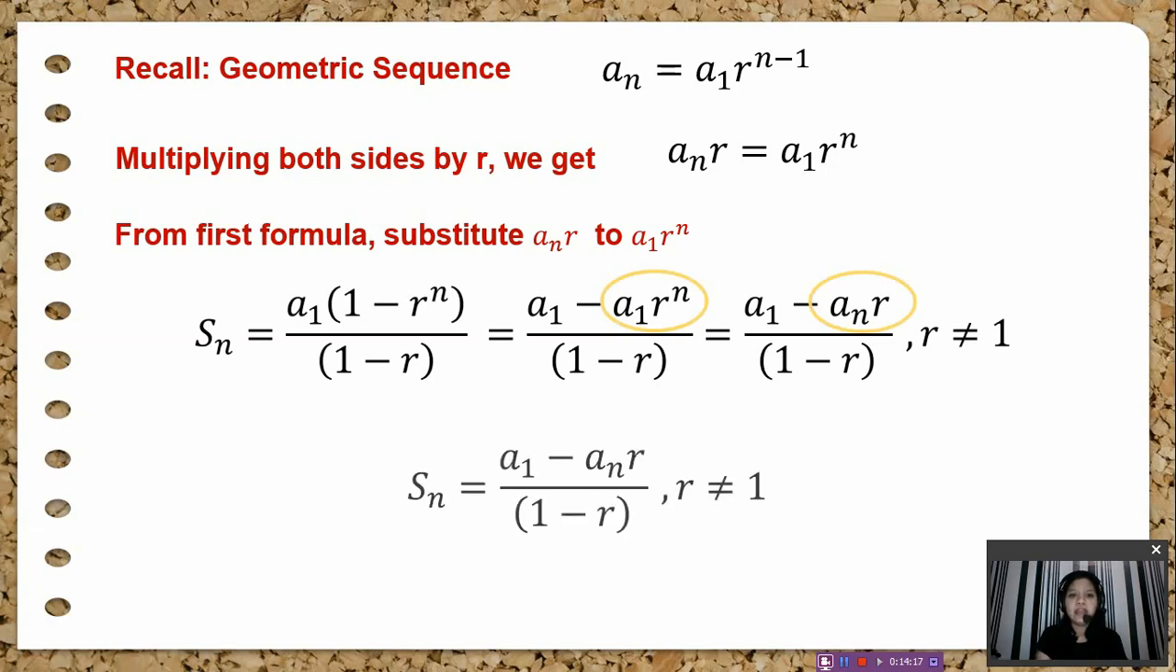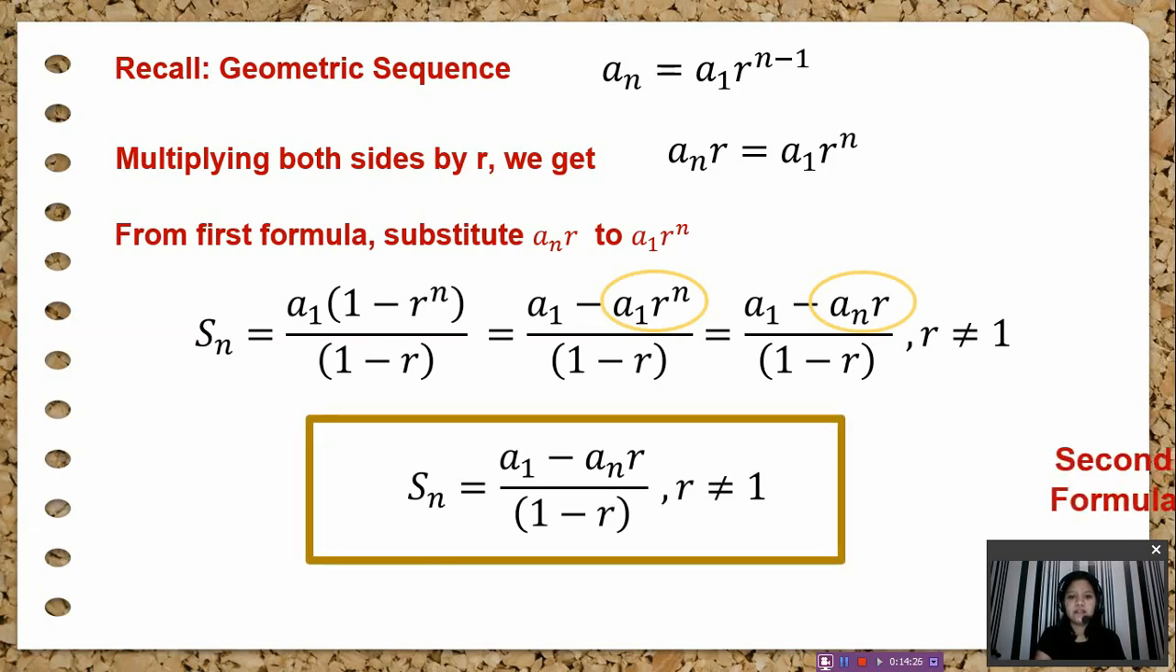So now, we have another formula. S sub n is equal to a sub 1 minus a sub n times r all over 1 minus r. The same, r should not be equal to 1.